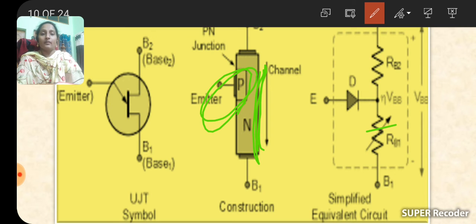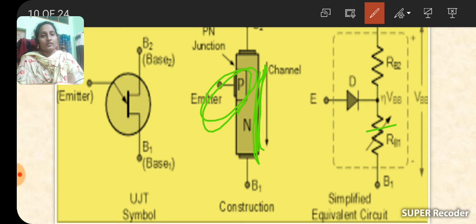In this way it has only two semiconductor materials, one is P like a diode, one is N. But because the base is segregated into two bases, upper and lower, this is called a uni-junction transistor. Three terminals are there because it is a transistor, but among them two terminals are the same and only between two the junction is formed. That's why it is called a uni-junction transistor.